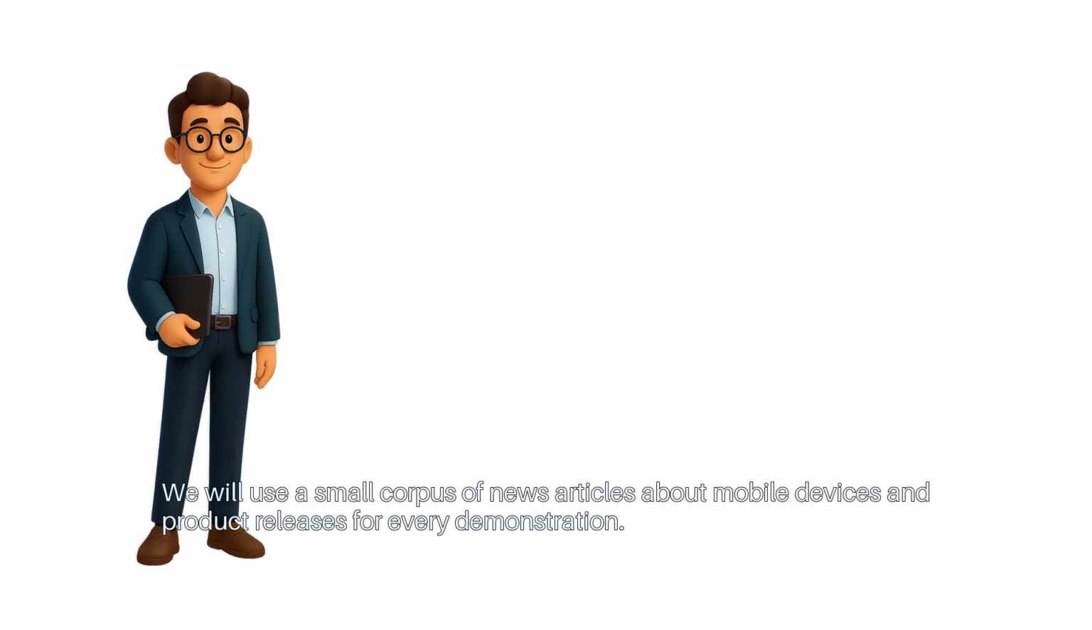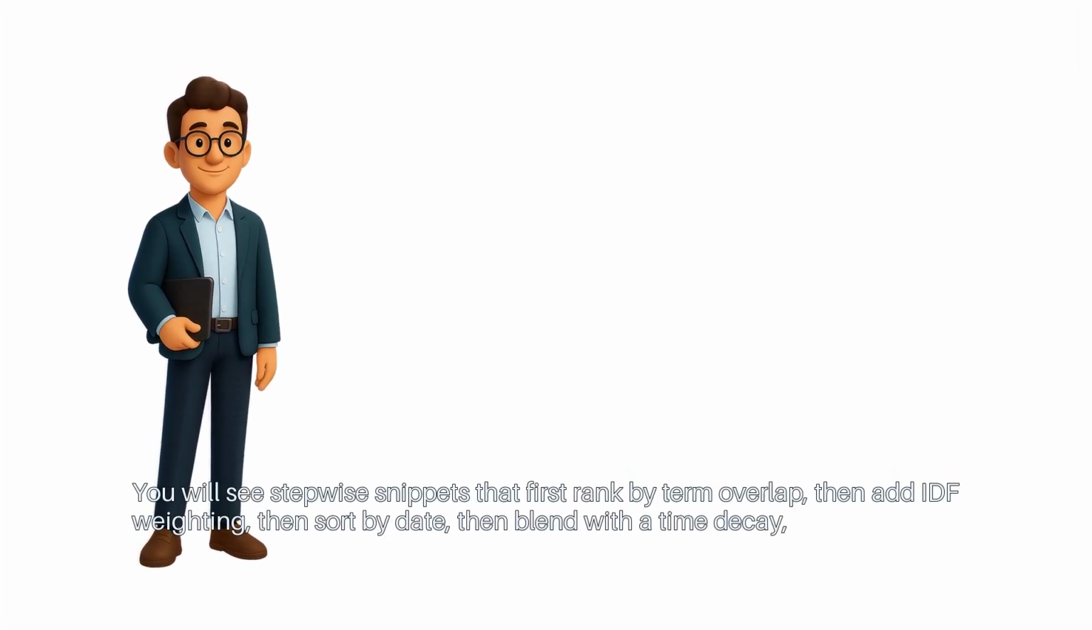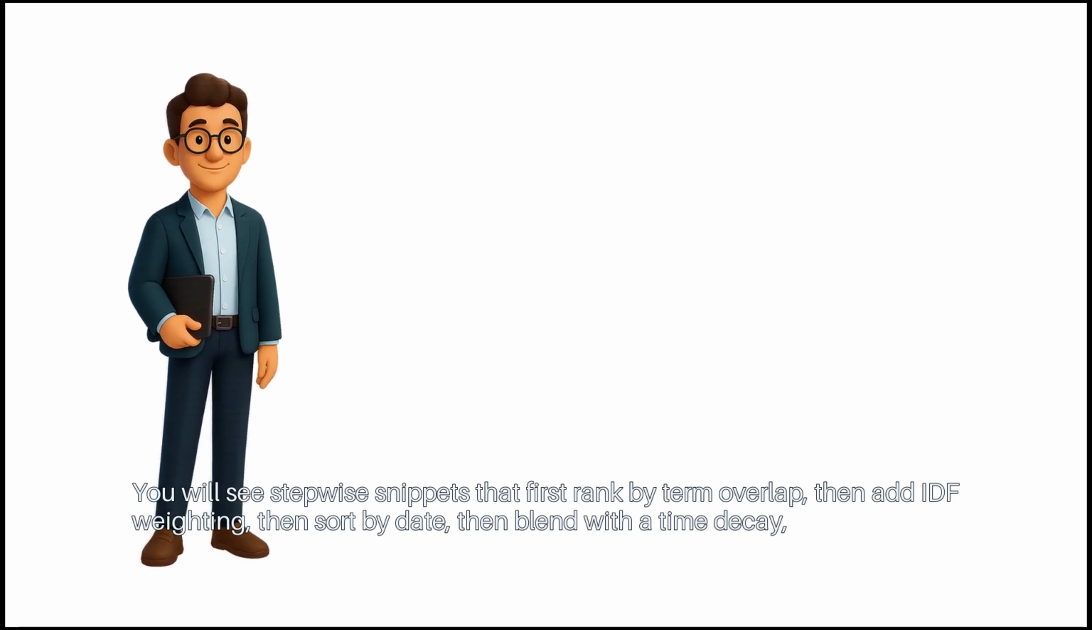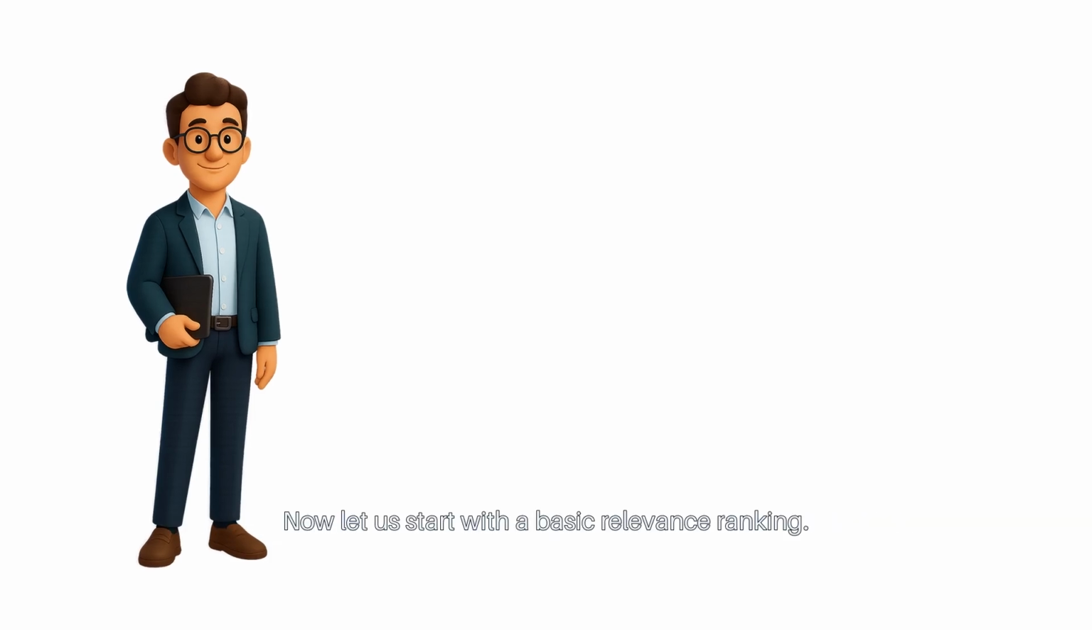We will use a small corpus of news articles about mobile devices and product releases for every demonstration. You will see stepwise snippets that first rank by term overlap, then add IDF weighting, then sort by date, then blend with a time decay, and finally combine normalized signals into a simple baseline score. Now let us start with a basic relevance ranking.